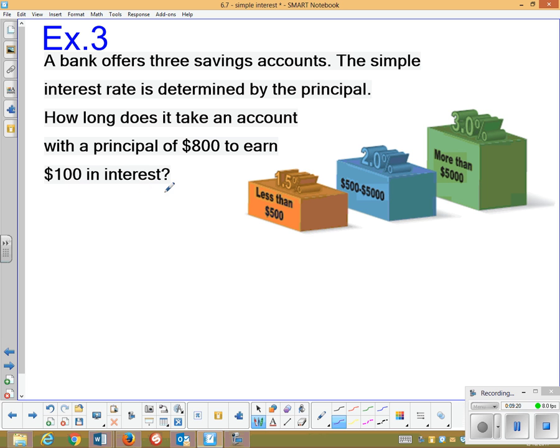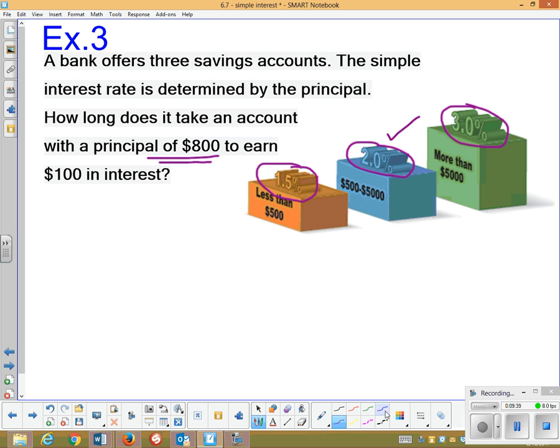So they're saying your rate, here's the rates, depends on how much money you put in. And that's true when you go to the bank. They give you a rate based upon how much money you put in. And in this case, it says you are putting in 800. So since you're putting in 800, it falls between 500 to 5,000. We're going to be using this rate.